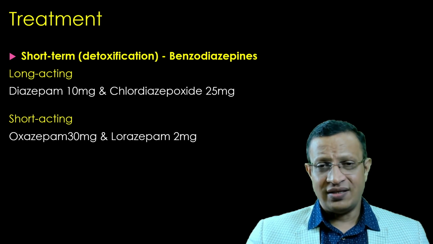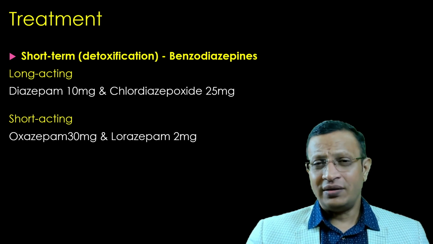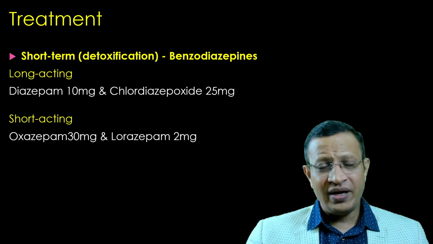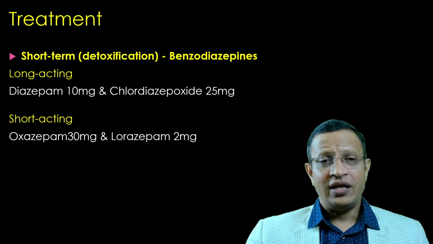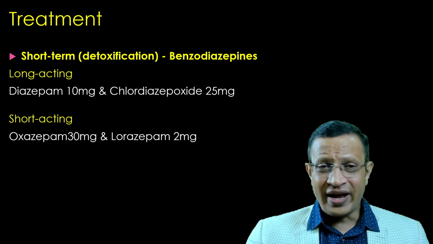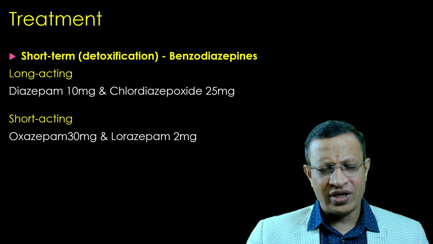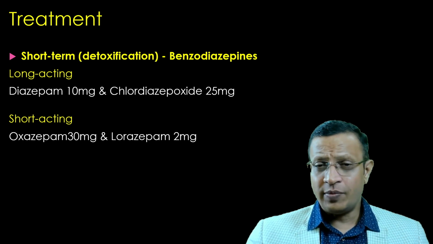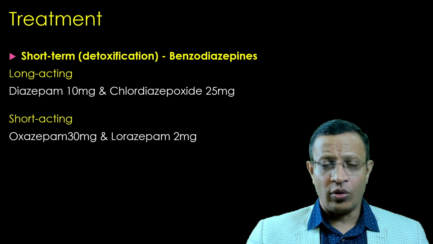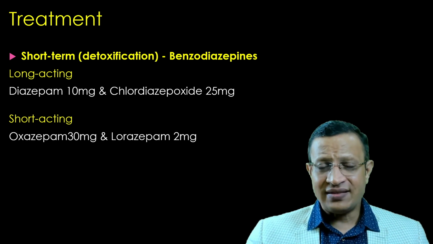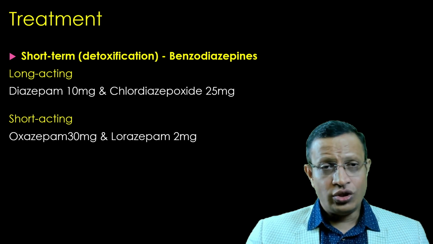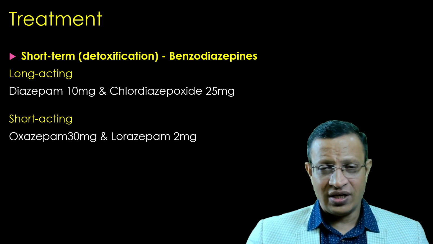You need to choose this medication based upon whether there is liver function impairment or not. If there is an impairment in liver functioning, then you need to consider oxazepam. You should not consider long-acting ones such as diazepam or chlordiazepoxide because there is already a problem in the liver. If you give long-acting ones, it will tax the liver further. Hence, choosing the benzodiazepine is very crucial here.